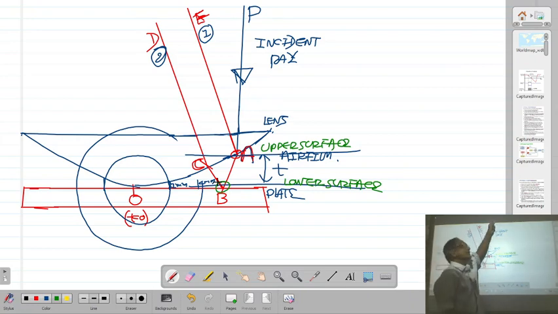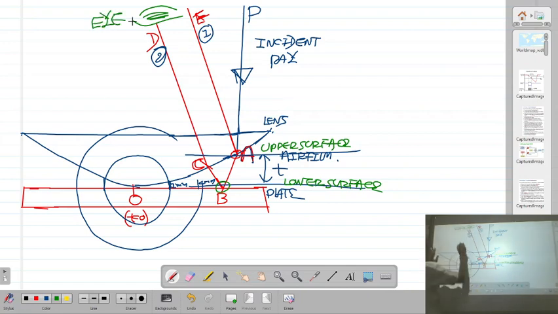So the incident ray PA is partly reflected from the upper surface of the air film at point A in the direction AE, and from the lower surface of the air film it again reflects in the direction CD. So the AE ray is reflected from the upper surface of the air film, and the CD ray is reflected from the lower surface of the air film. These two rays are entering into your eye, and they will produce interference.